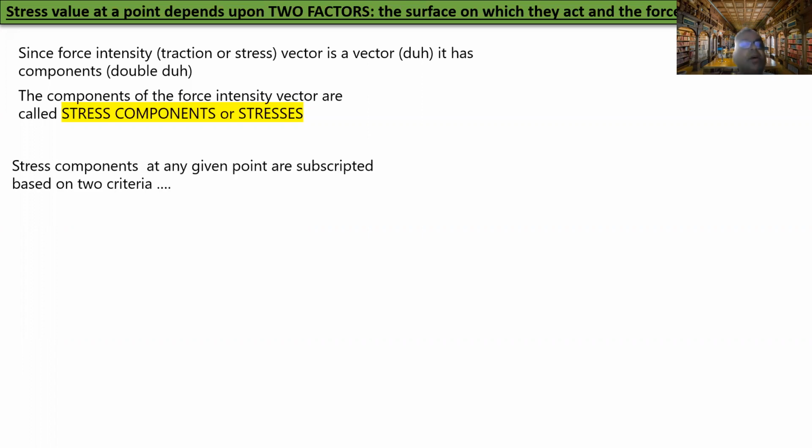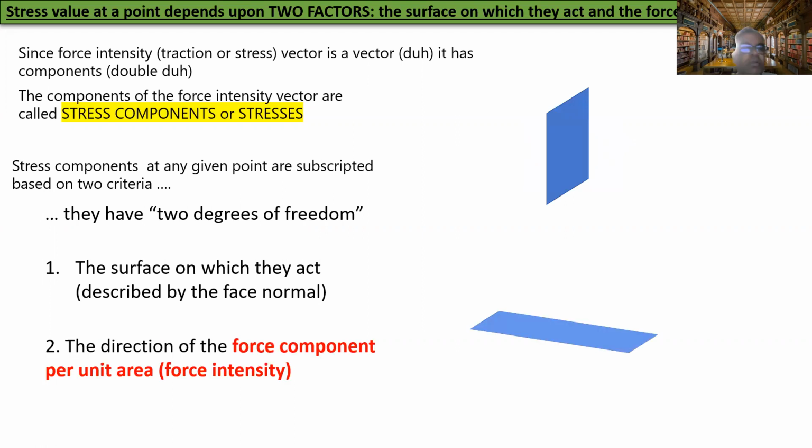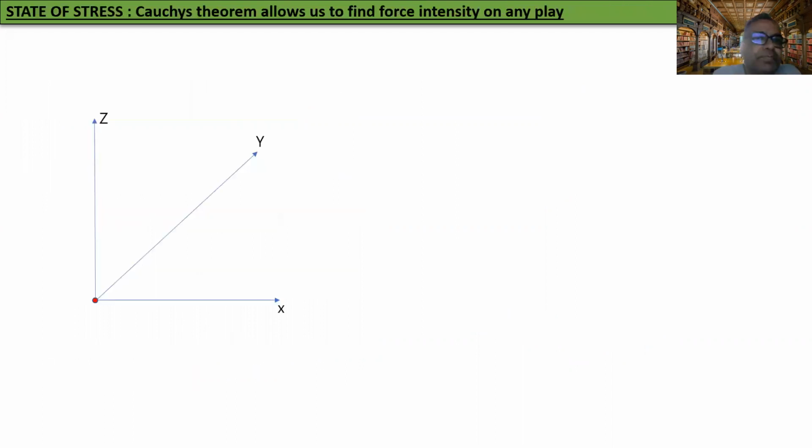Stress components at a given point are subscripted based on two criteria. You can think of them as having 2 degrees of freedom. First one is the surface on which they act. This is described by the surface normal. Can you see different surfaces will have different surface normals? The second one is the direction of the force component per unit area. It could be up like this. It could be sideways this way. It could be some other direction. You're with me. So the combination of these two things is what we have to represent. That is how they are represented.